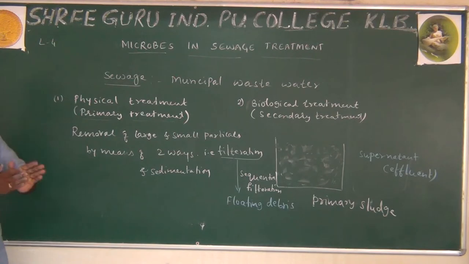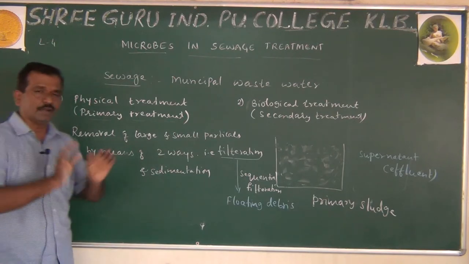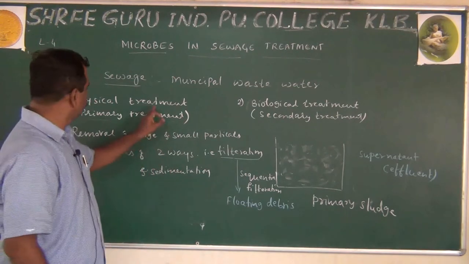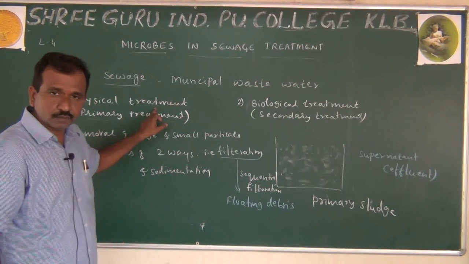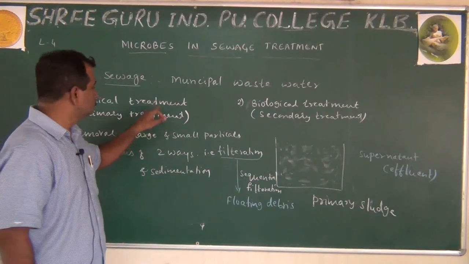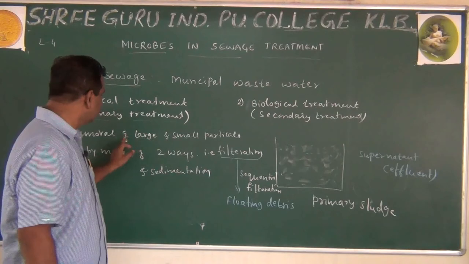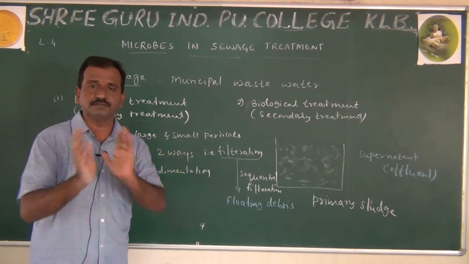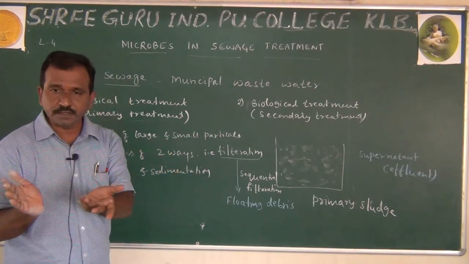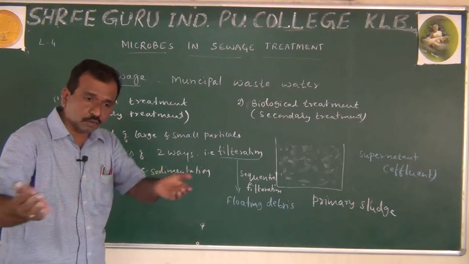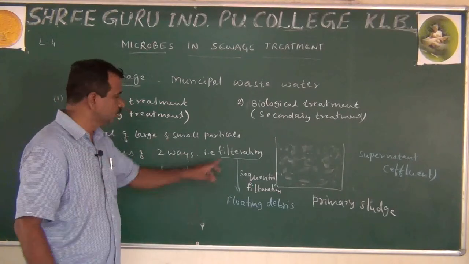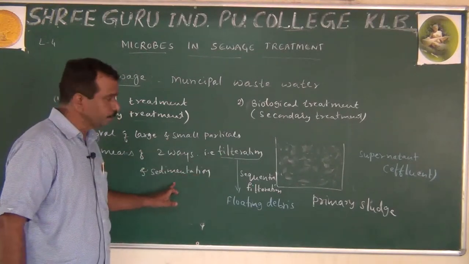Now, following all of this, a simple physical treatment is also called primary treatment. Primary treatment is the removal of large and small particles. How are we removing them? By means of two ways: filtration and sedimentation.